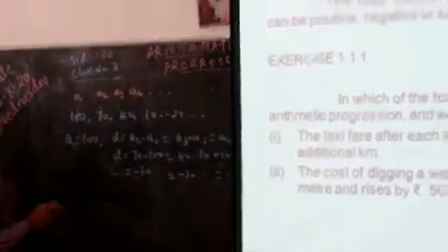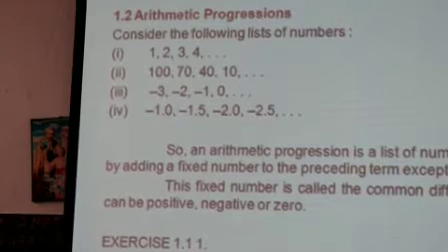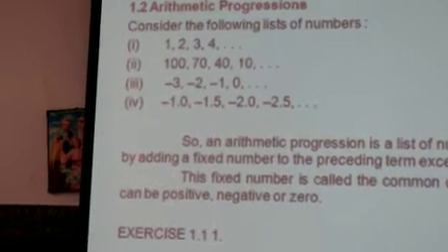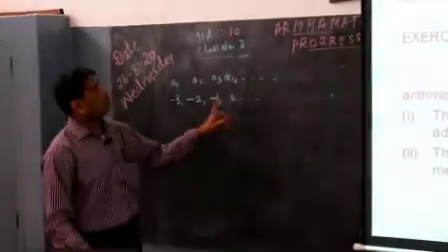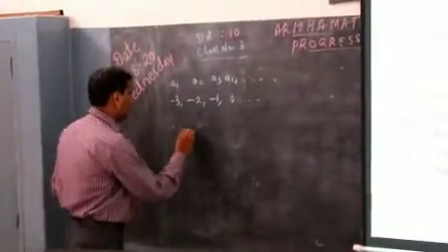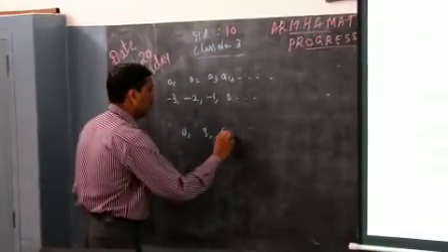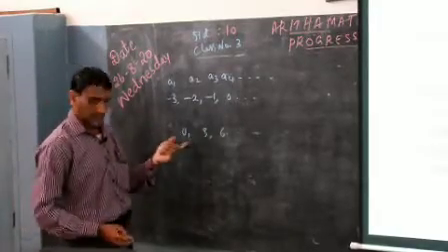Now, I will go to the third example. What is the third example? The third example is minus 3, minus 2, minus 1, 0. 0 can also come. Your AP can start from 0 also, children. Even if the first term is 0, the second term is 3, 6, like that. You can write your own AP by assuming any starting number.